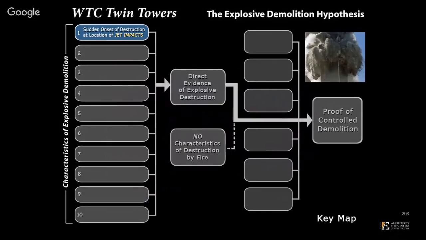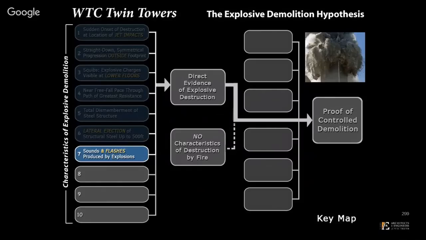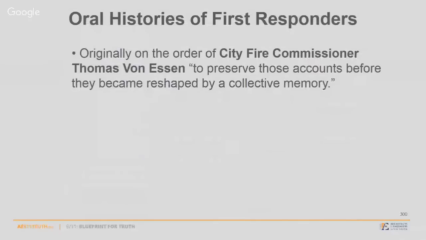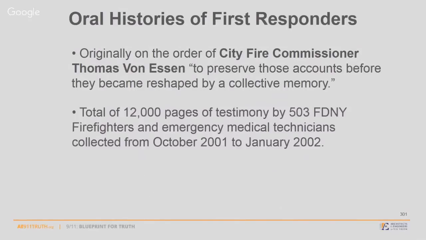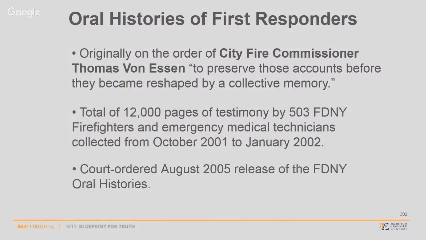Let's see, is there a sudden onset of destruction at the location of the jet plane impacts? And are there sounds and flashes heard and seen by witnesses? That's what we're going to be starting with today as we examine the oral histories of the first responders commissioned by Thomas von Essen. In October, he began recording 500 of his first responders. Now, we didn't know about this until August of 2005 because these 500 recordings were not released to the public. They were withheld by the city.